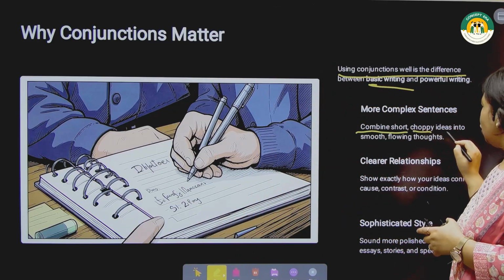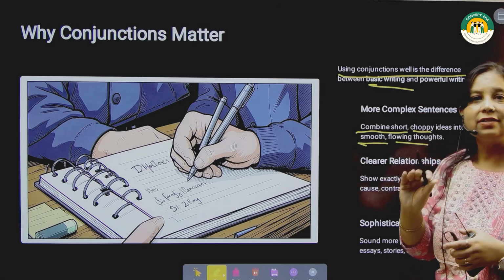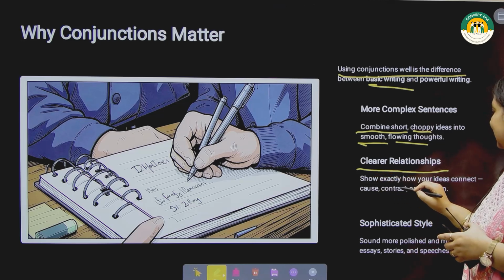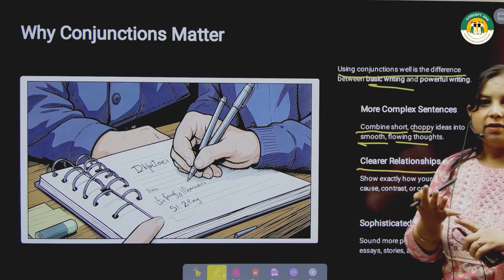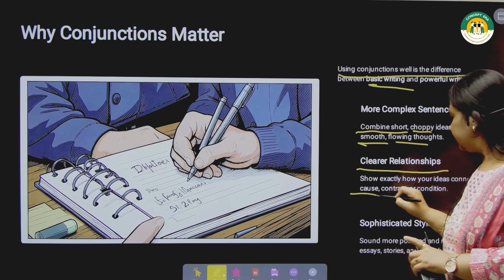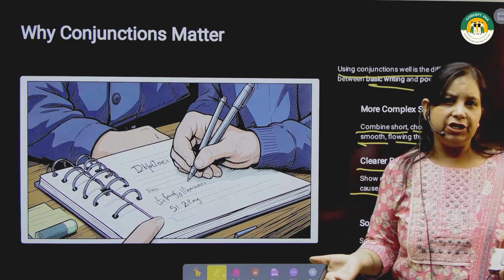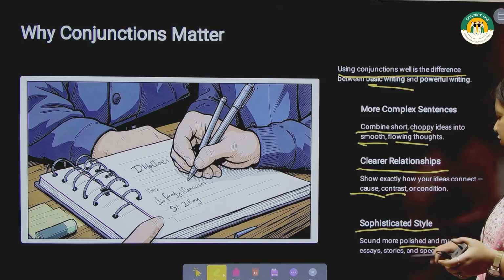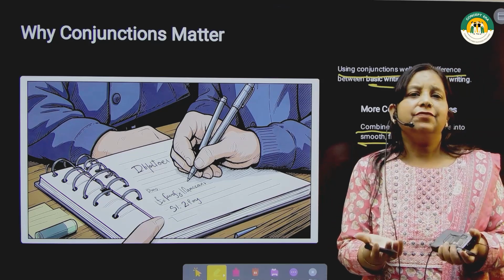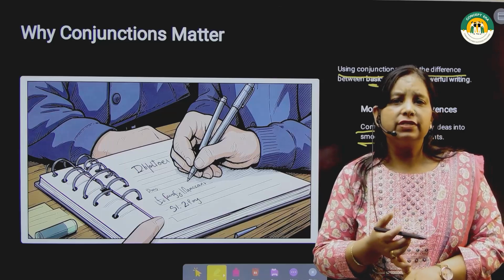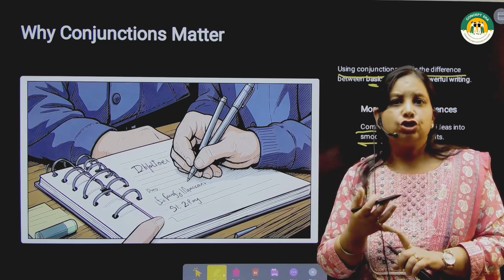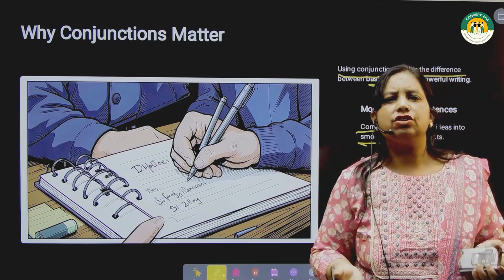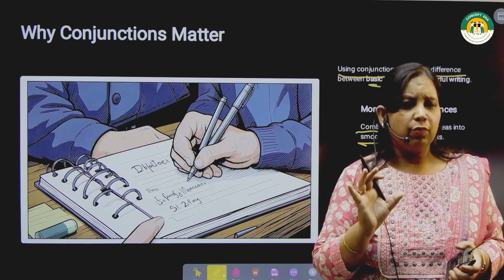Combine short, choppy ideas into smooth, flowing thoughts. Clear relationship: show exactly how your ideas connect. There should be a cause, contrast, or any kind of condition. Sophisticated style: sound more polished and mature in essays and stories. See where we can use it. Mostly we use it in essay writing, story writing, and speeches, because here we have to join lots of words. So that time we mostly use conjunctions.